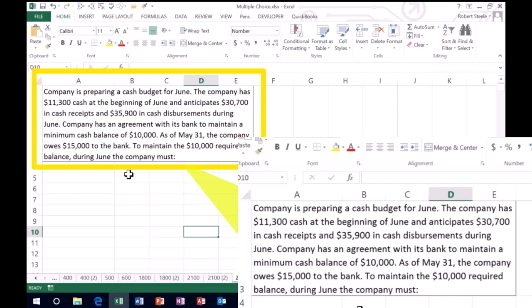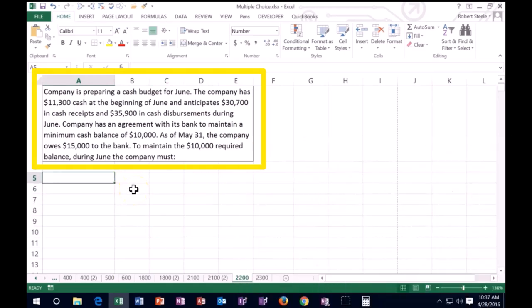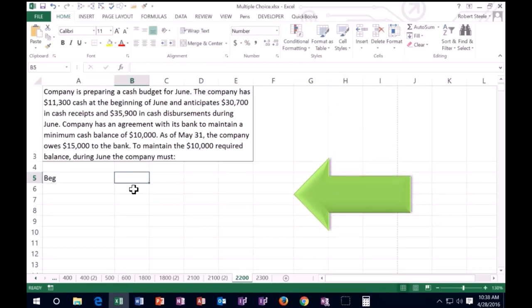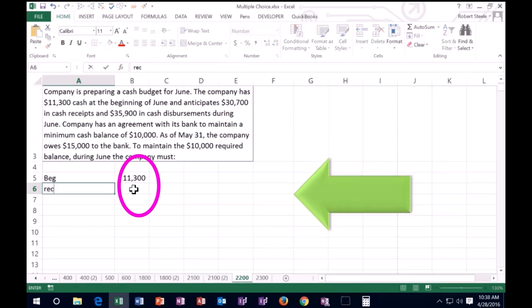So as we read through it, I'm going to list out the data and punch that into Excel so we might be able to record that information. So I'm going to read it from the top now. Company has prepared a cash budget for June. The company has 11,300 cash at the beginning. So I'm just going to say beginning balance. We're talking about the cash account. So the beginning started off with 11,300. And anticipates 30,700 in cash receipts. So I'm just going to say receipts. We think we're going to pull in another 30,700 cash receipts.